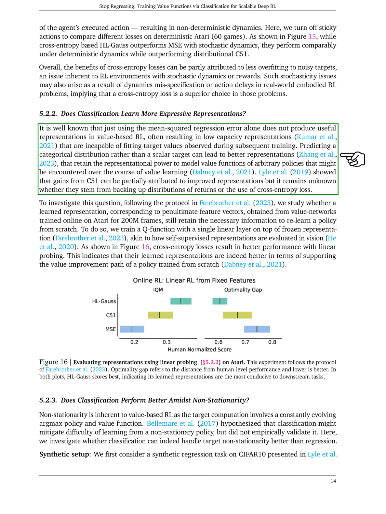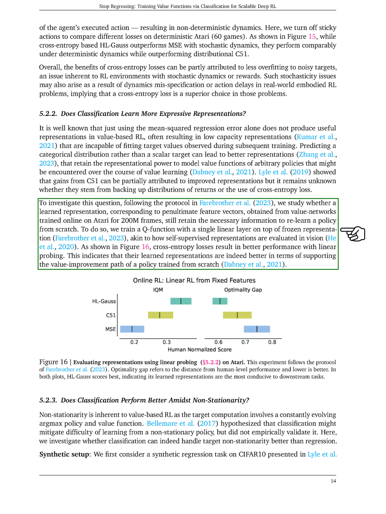It's well known that relying solely on mean-squared regression error does not yield useful representations in value-based RL, often resulting in representations that struggle to fit target values observed during further training. Predicting a categorical distribution rather than a scalar target can lead to better representations, capable of modeling value functions of various policies encountered throughout the learning process.